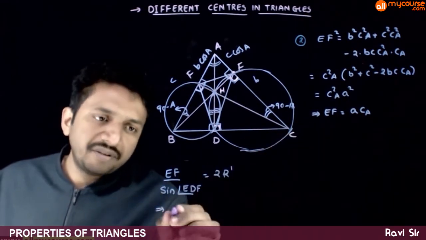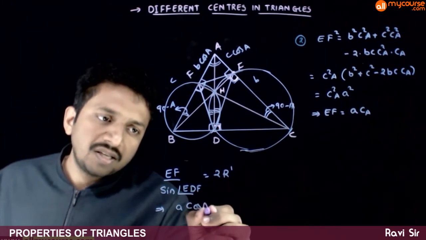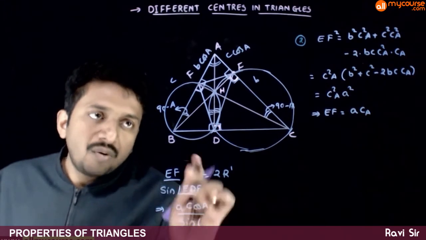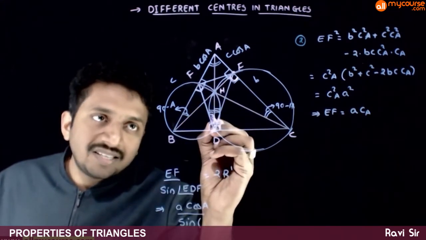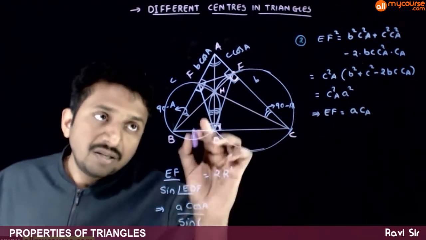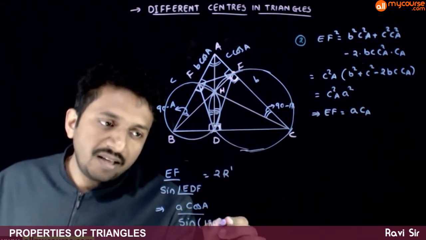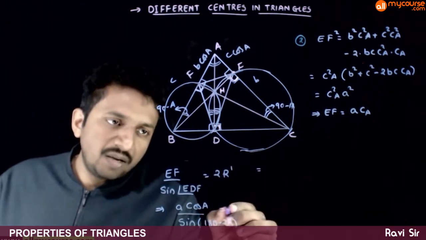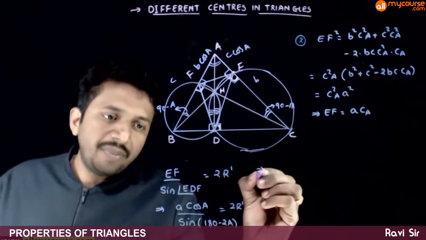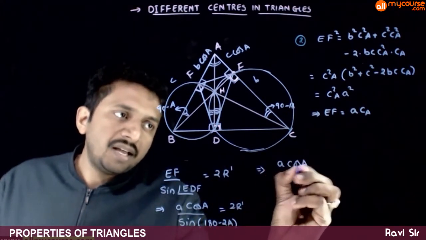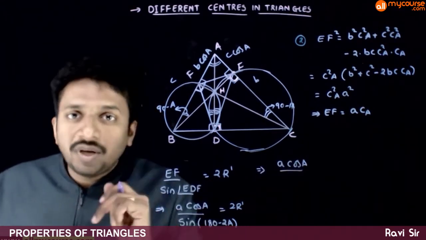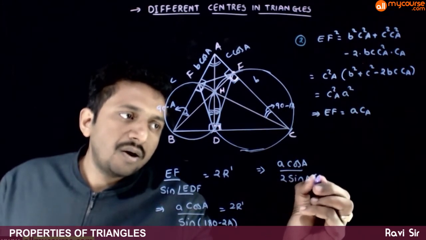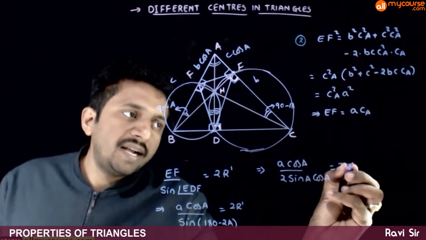This implies, what is EF? A cos A, divided by sine of what is angle EDF? We have already seen that this is 90 minus A, and this is also equal to 90 minus A. So the sum of these two is 180 minus 2A. That is equal to 2R dash. This implies A cos A divided by sine of 180 minus 2A, which is again sine 2A, that is 2 sine A cos A, is equal to 2R dash.